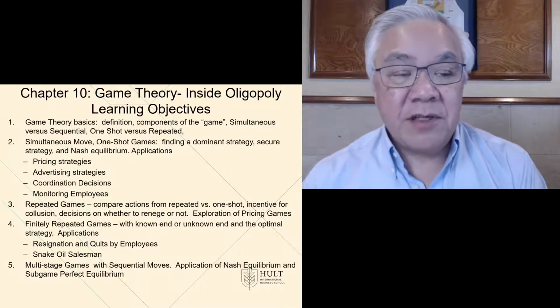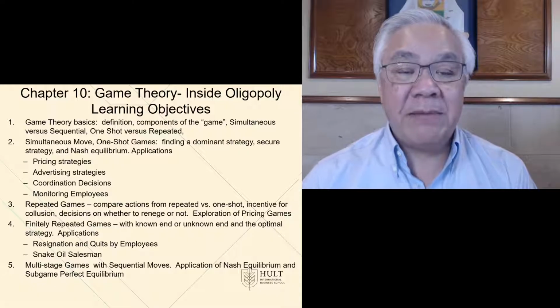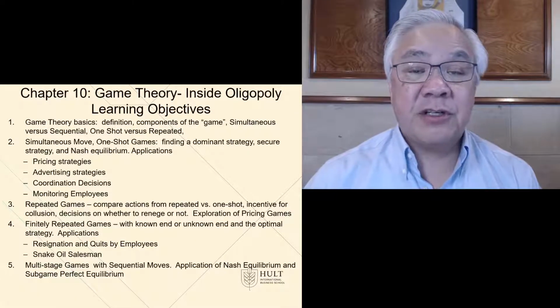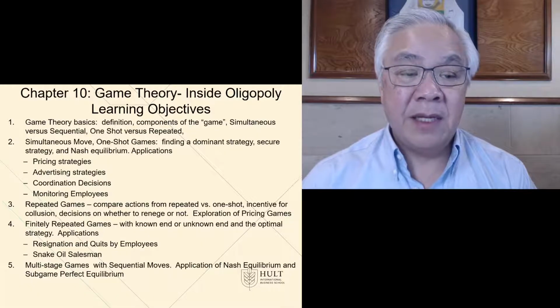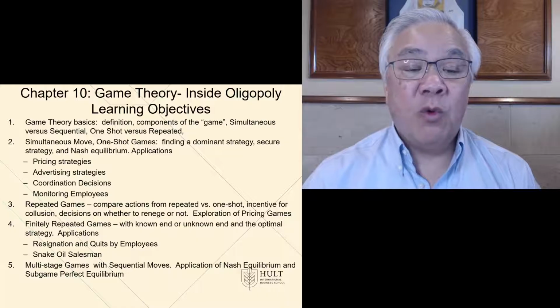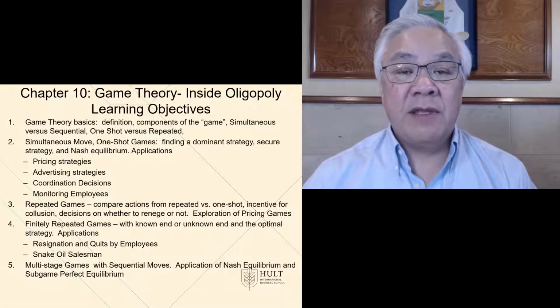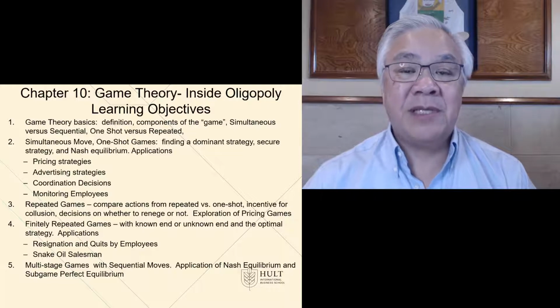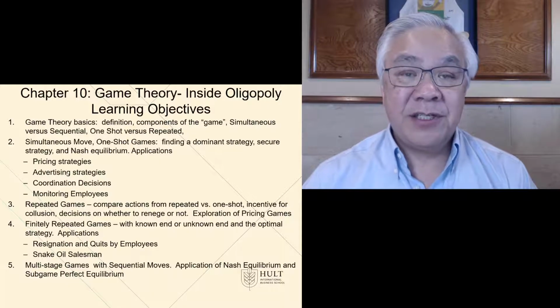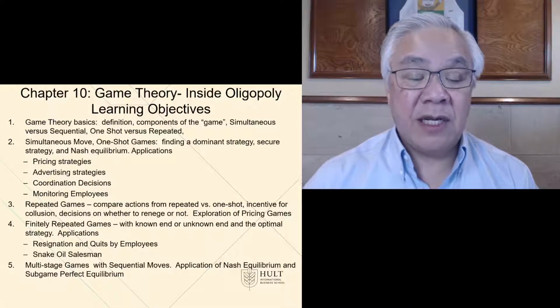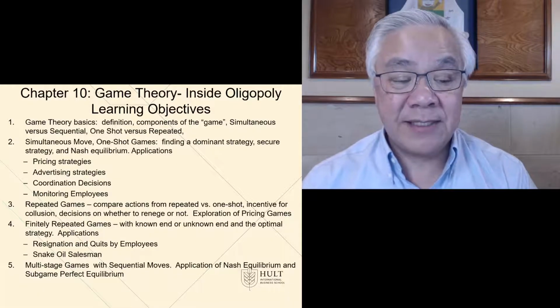The learning objectives are first to look at the basics of game theory, definition, components, simultaneous versus sequential, one-shot versus repeated. Then we'll look more specifically at simultaneous move, one-shot games, looking at what are the dominant strategies, secure strategies, Nash equilibrium types of approaches. Applications that we'll look at in the sections would be pricing, advertising, coordinating decisions, and monitoring employees.